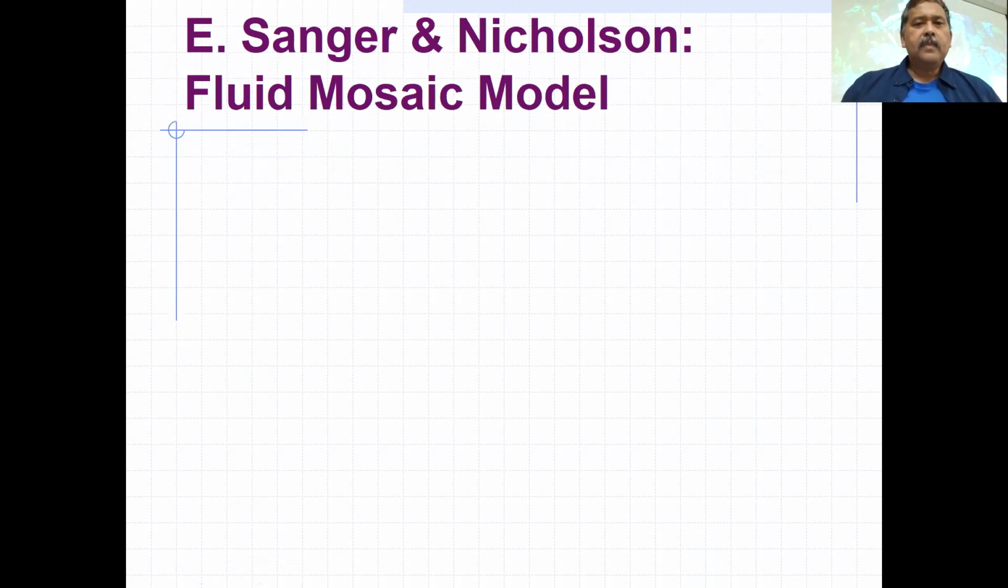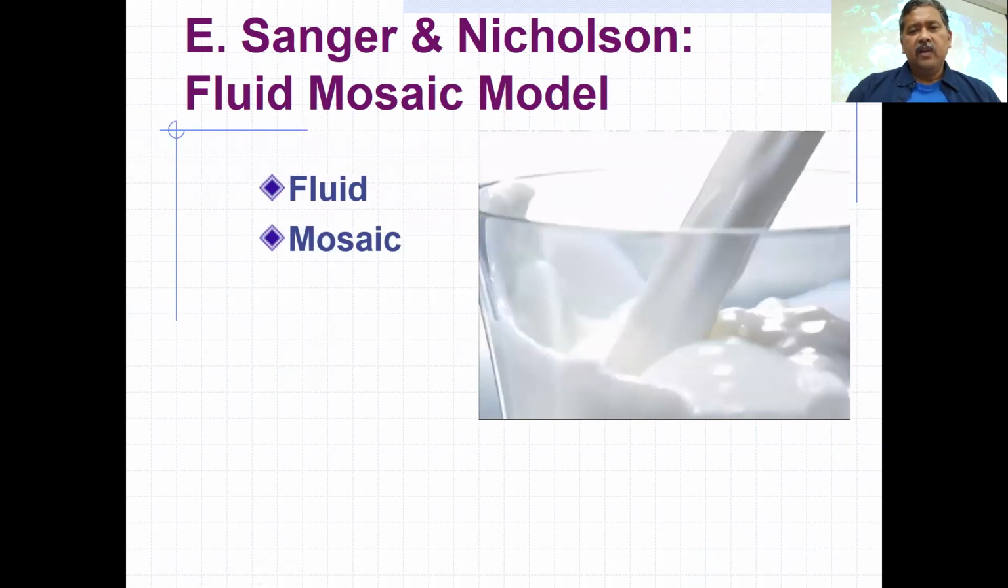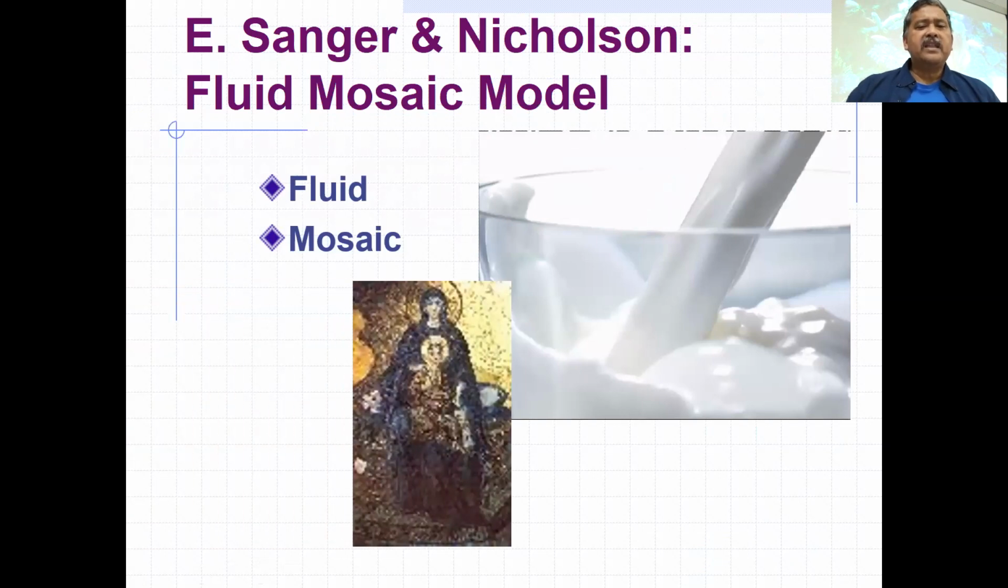Now, when we put all this together, this is called the fluid mosaic model. It's fluid and it's mosaic, obviously. Fluid, like milk, it flows and it goes back and forth and it's dynamic and it keeps changing and it's not static. And it's a mosaic in that if you put it all together, it actually does something.